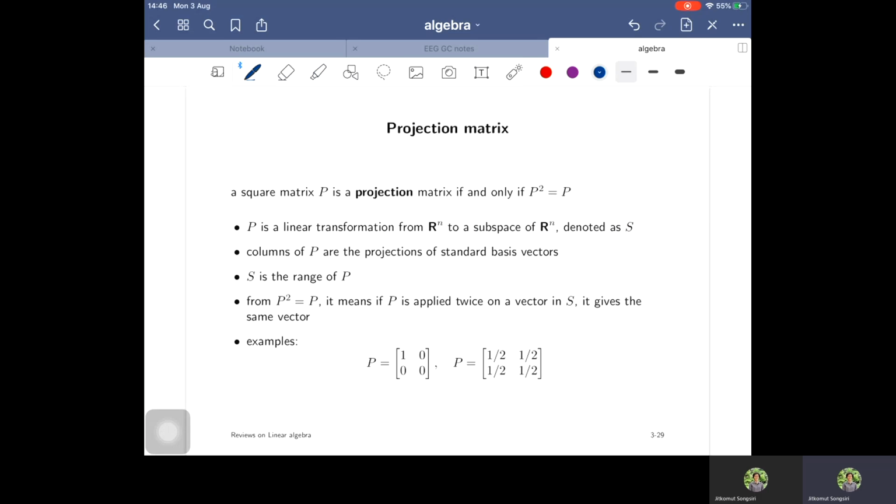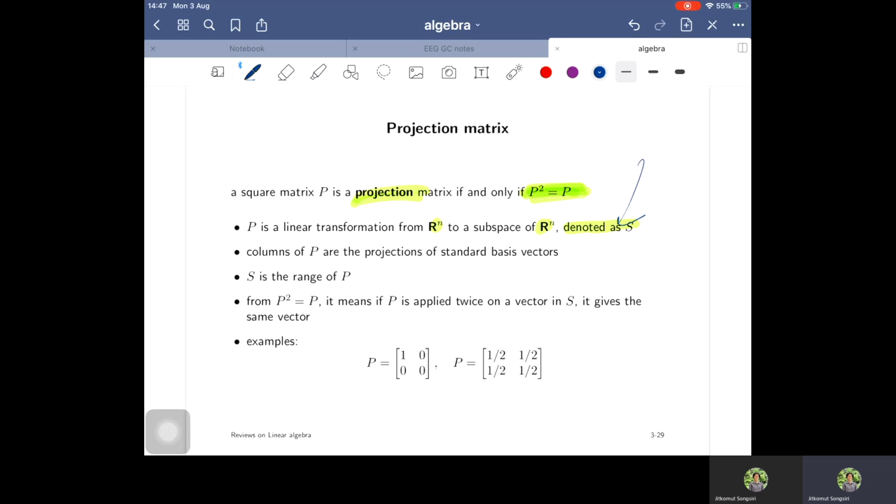Okay, let's move it real quick. Next, projection matrix. A square matrix P is a projection matrix if and only if P squared equals P. You see that this definition is actually the same as idempotent, but we just use a different name. We're going to see this kind of projection matrix when we consider linear transformation, for example, from Rn to a subspace of Rn. The columns of P are basically projections of the standard basis vectors that map to the subspace S.